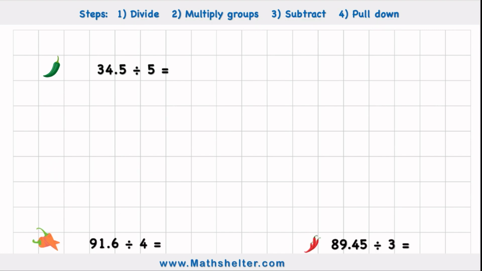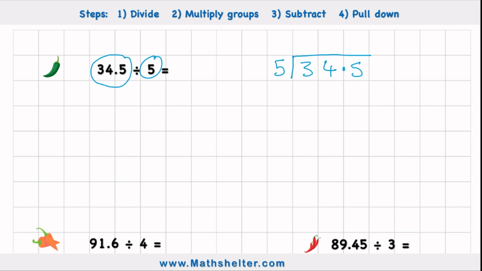Question 1 says 34.5 divided by 5. Well, we're going to do exactly what we would normally do, which is put our bus stop in place. And I'm going to put my dividend, which is this number here, the number we're dividing, inside the bus stop, so 34.5. And then I'm going to put my divisor, the 5, on the outside of the bus stop.